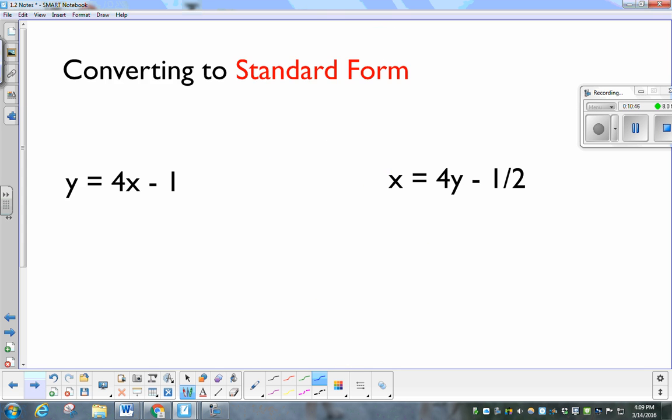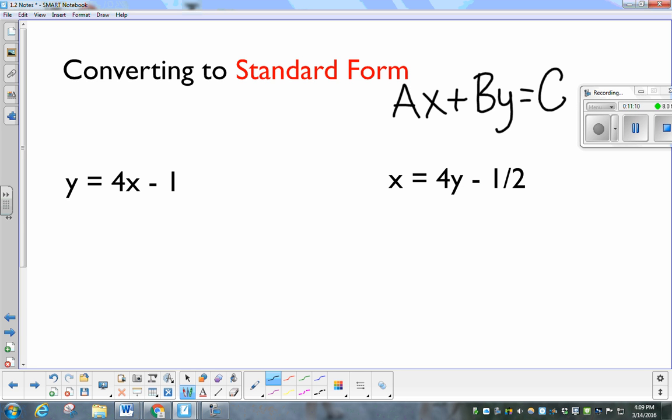All right, now we're going to convert to standard form. Honestly, this is way easier. I did the harder one first. So remember, standard form is where we want to have something that looks like this: a number x plus or minus a number y equals some number. We want a, b, and c to all be integers. So basically, you just want your x and y on the same side.